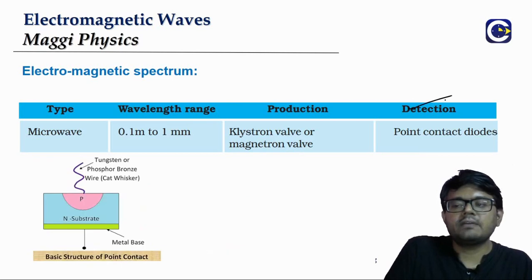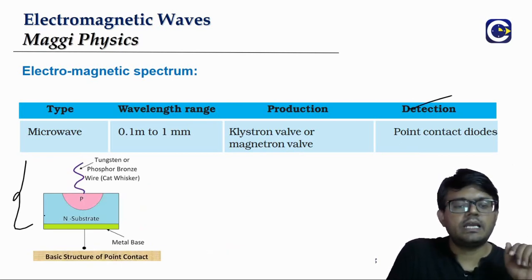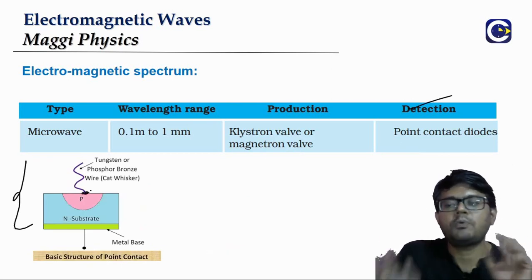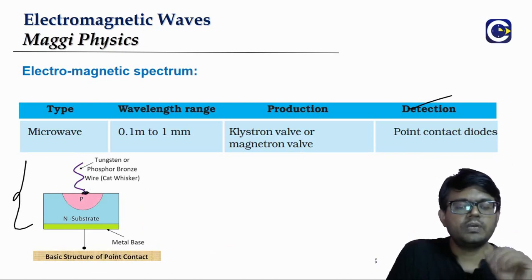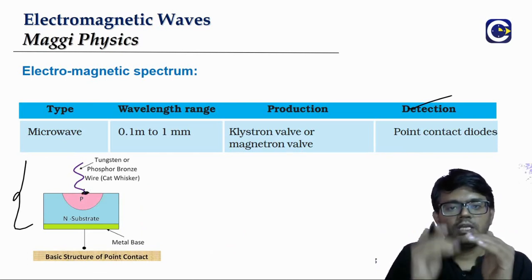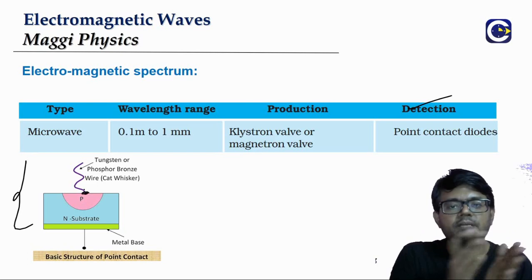How do we detect them? In semiconductors we have diodes. One of the types is the point contact diode. It looks like a single point. A diode means you have an interface between the p type and n type, right?